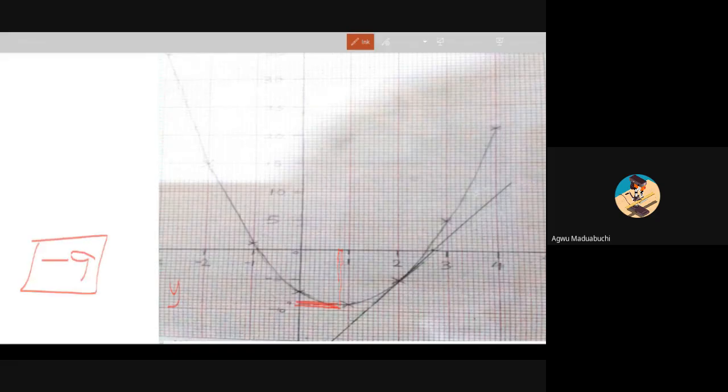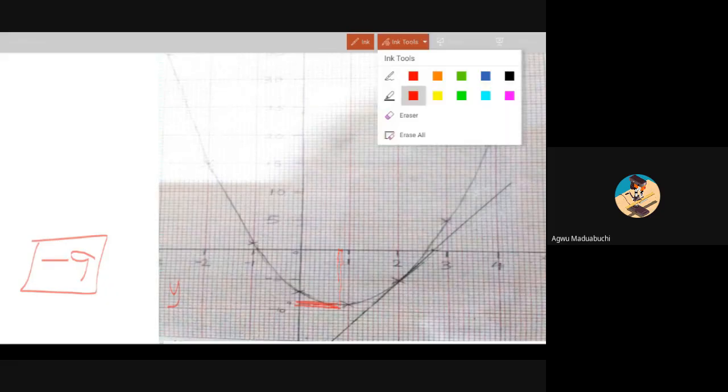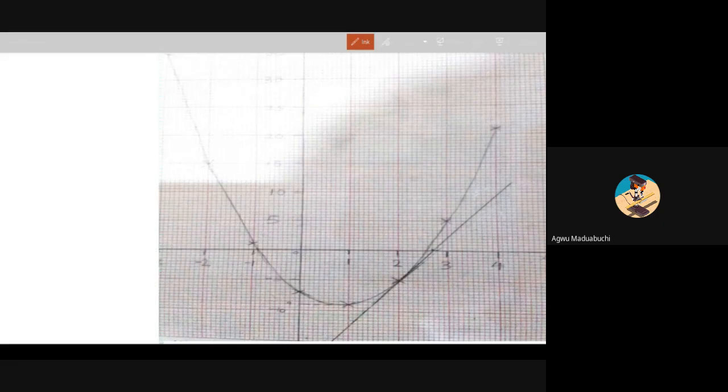Is this clear? Yes, ma'am. You said the minimum value is the highest value of y? No, the minimum, from the word minimum, means the lowest value of y. In this graph now, you can't be asked for the maximum value. Why? Because it keeps going this way. If you continue, the graph keeps going endlessly. But one thing we can know from this graph is the minimum, the lowest point of the graph.